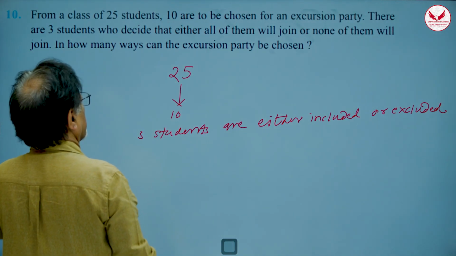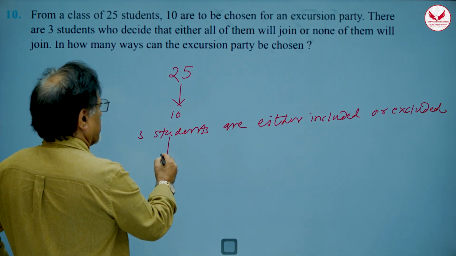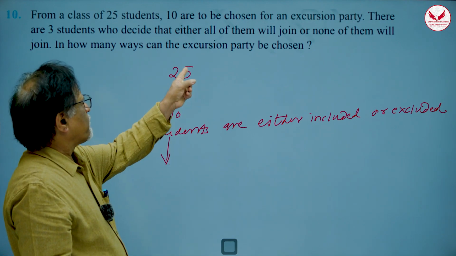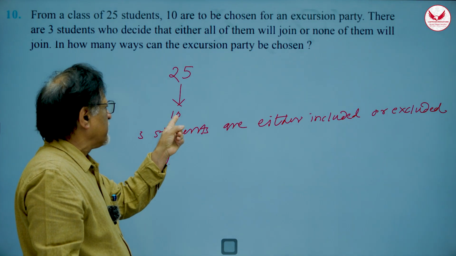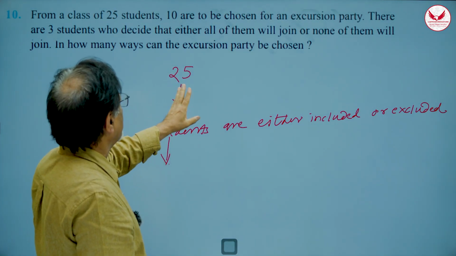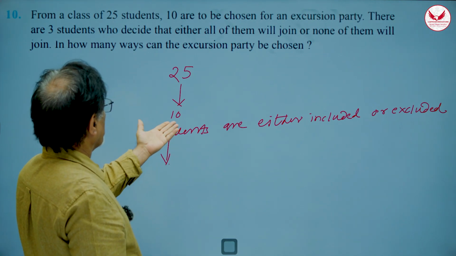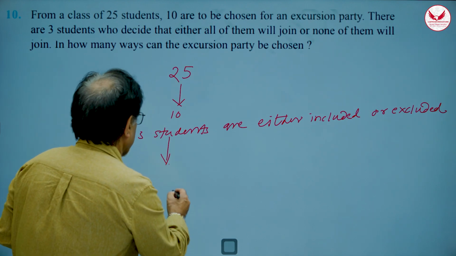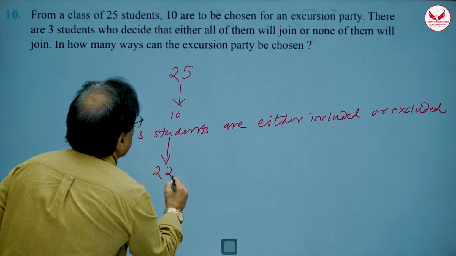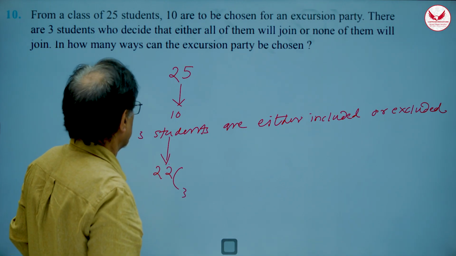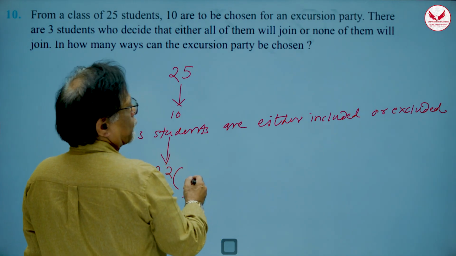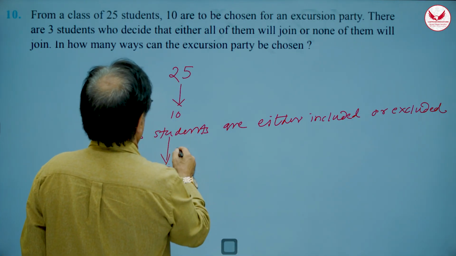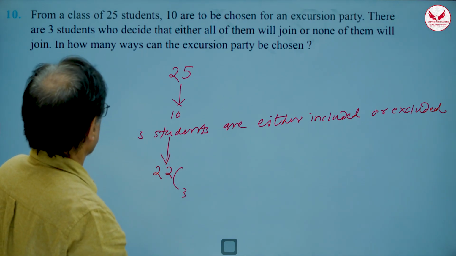Now if these 3 students are included, they will be subtracted from the total number of students available as well as from the number selected, because those 3 students will be gone from both. Why? Because 10 students are not to be selected now, only 7, from 22. So this can be done in 22C7 ways, which is the total number of ways of selecting, because they are already selected.